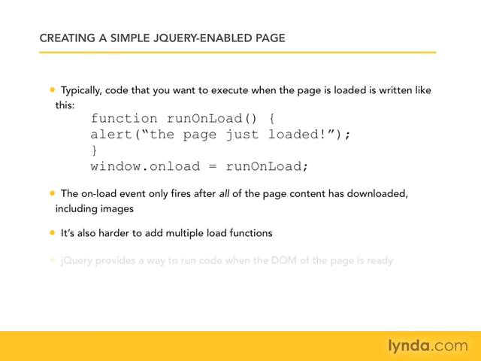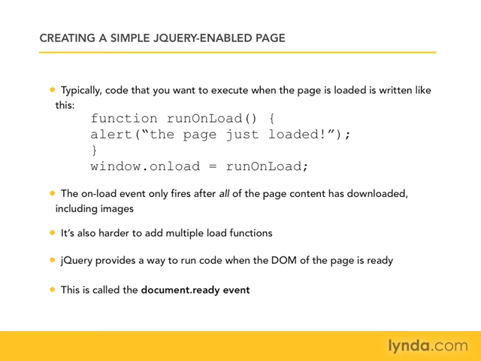Now, jQuery provides a way to run the code when the DOM of the page is actually ready, regardless of whether all of the content, such as images, has been downloaded. And that's called the document.ready event. And it also makes it a lot easier to write modular independent onload functions, and jQuery will just chain them together. So let's see how to do this the jQuery way.